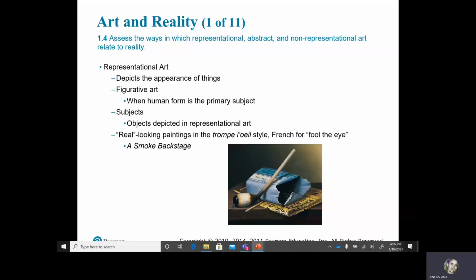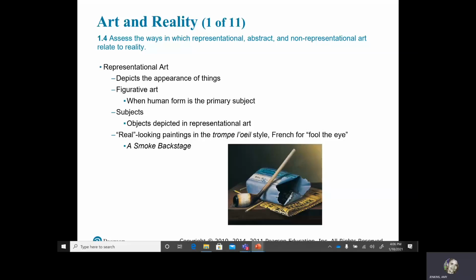Here's an example, bigger example. There you go. As far as representational art goes, if we're going to look at representational, abstract, and non-representational art and how it relates to reality, representational art depicts the appearance of things. And then figurative art is when the human form is the primary subject.